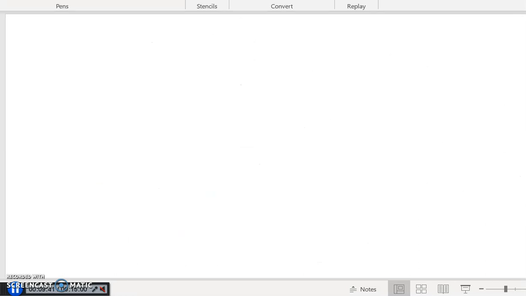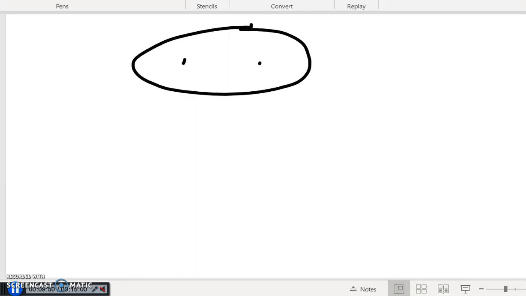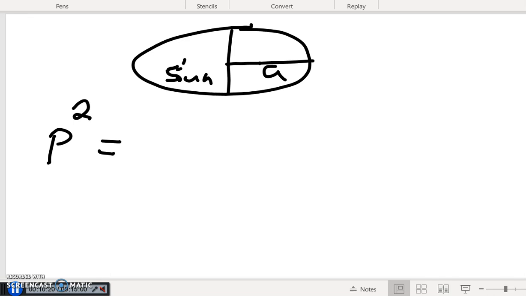So what about the third law, okay? What about the third law? So once again, let's draw our ellipse. And we have two foci, and the sun is right here. And remember, here's my semi-major axis. Here's A. Okay? So that's my semi-major axis. Kepler's third law says this. The orbital period P, the square of that, is equal to the cube of the semi-major axis.